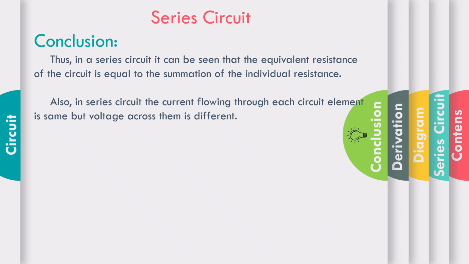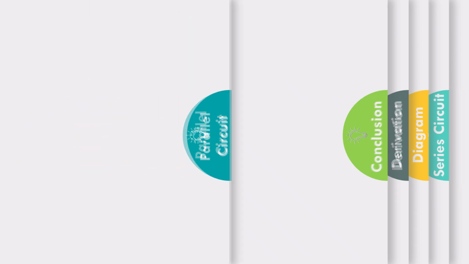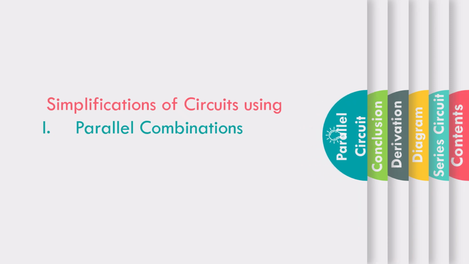Are you getting? The total resistance of the series circuit is nothing but the sum of the individual resistances. That is R is equal to R1 plus R2 plus R3. And current flowing through the series circuit is the same, but the voltage across each element is different. Okay, this is the total derivation of the series circuit. In the next lecture, we will see the parallel circuit or parallel combinations.